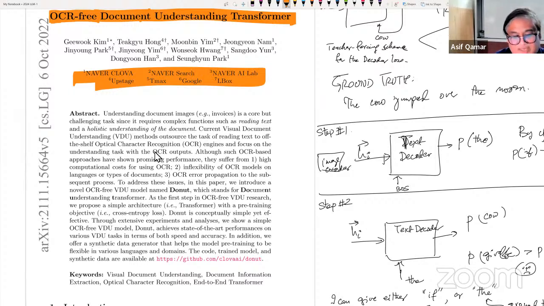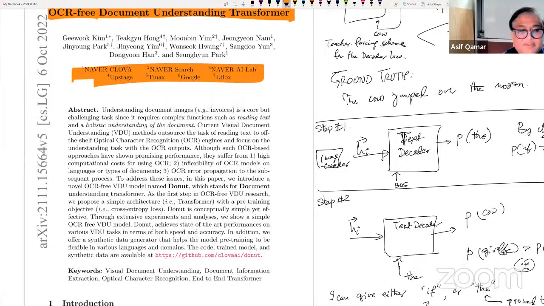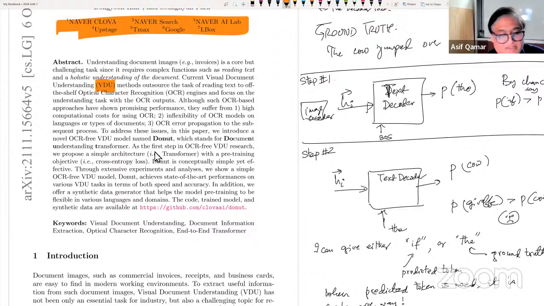Current visual document understanding methods. We talked about it. Methods outsource the task of reading text to off-the-shelf optical character recognition engines and focus on understanding tasks with the OCR output. So it's a two-phase thing. If you want to do visual document understanding, you'll first have the OCR text come out, and then you'll make head and tail out of the text. But for that, we can use the CNN itself, right? So why do the OCR? All the prior OCRs were implemented as CNNs. Oh, okay.